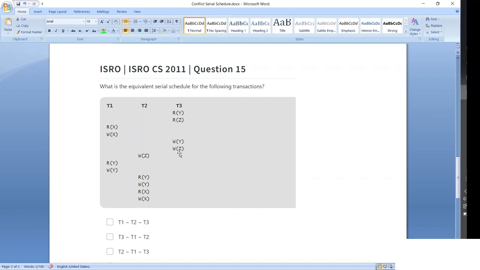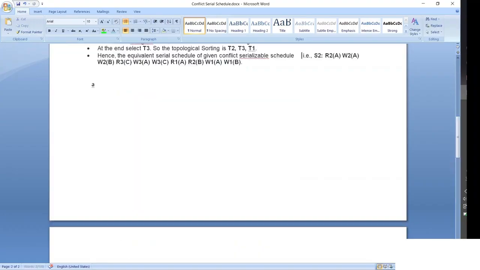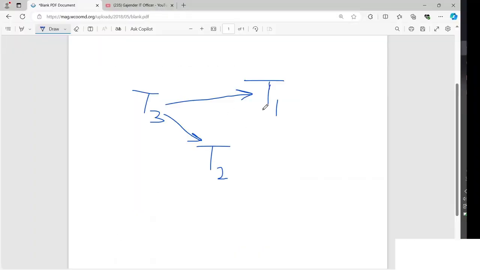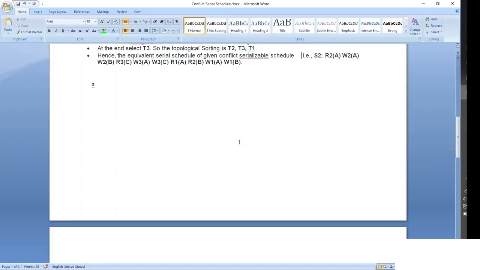So check again. Now let's take the next operation. Read on X. Check any write on X by T2 or T3. Write on X, yes. So T1 to T2, this is right. This one did the read and the other is doing the write. So T1 to T2 we will draw an edge. T1 to T2. This I will draw.